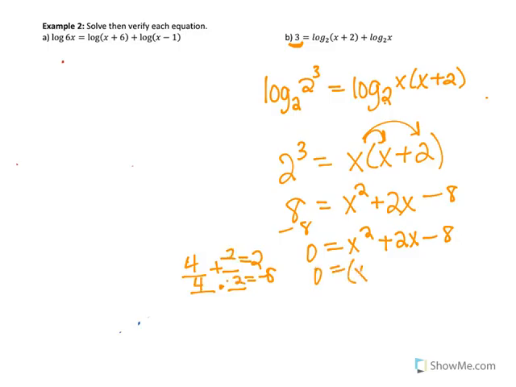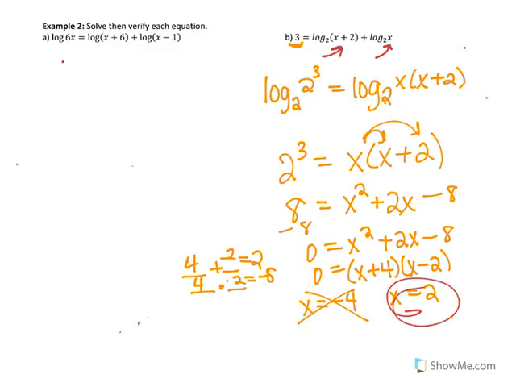So we have 0 equals x plus 4, x minus 2. So we know that x can equal negative 4, or it can equal 2. We're going to test to make sure that these work. If we plug the negative 4 in, it's not going to work because it would make it a negative, so that's extraneous. And 2 will work for both of them because it'll be a positive 2 here, and 2 plus 2 is 4. So my answer is x equals 2.